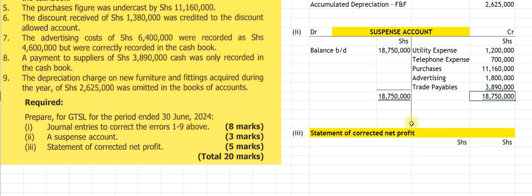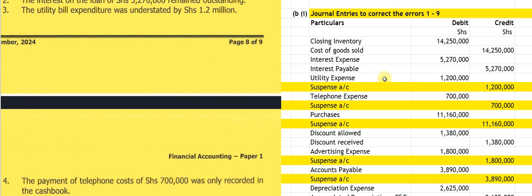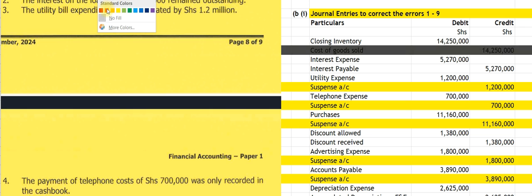Then from there, we are required to come up with a statement of corrected net profit. Some of these errors will affect your net profit figure, so you have to recalculate it. For example, this error where we have to make the credit entry in the cost of goods sold affects the balancing of the trial balance, and it affects your net profit figure.